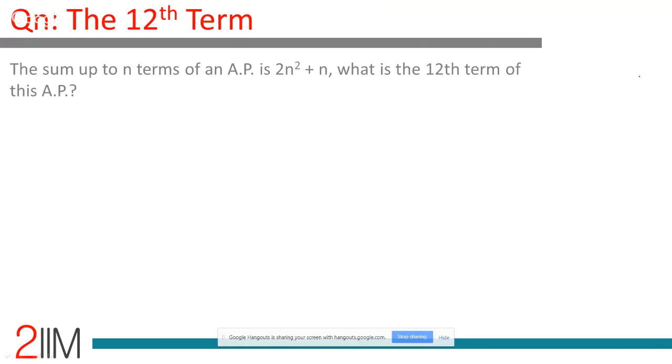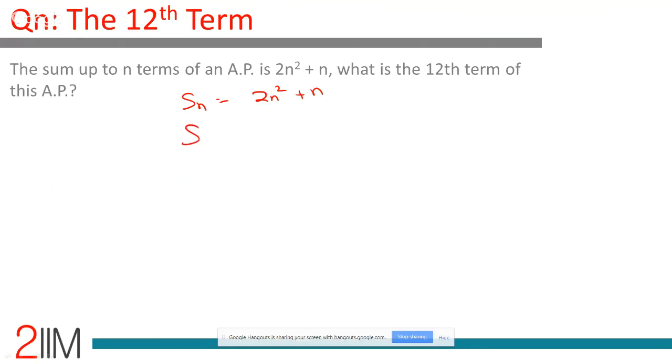Sum up to n terms of an AP is 2n square plus n. What is the 12th term of this AP? We know the formula for sum up to n terms. That is a formula you need to forget about for this question. Sum up to n terms is 2n square plus n.